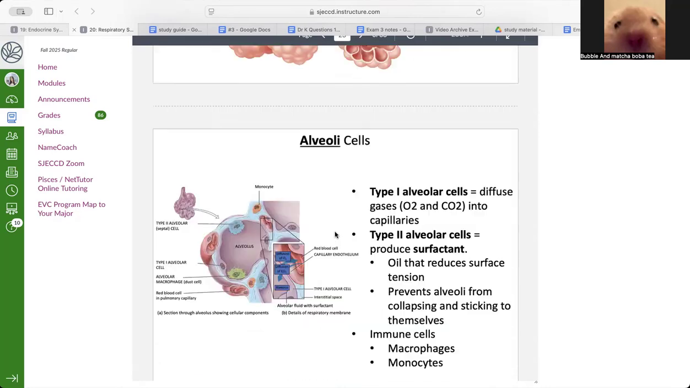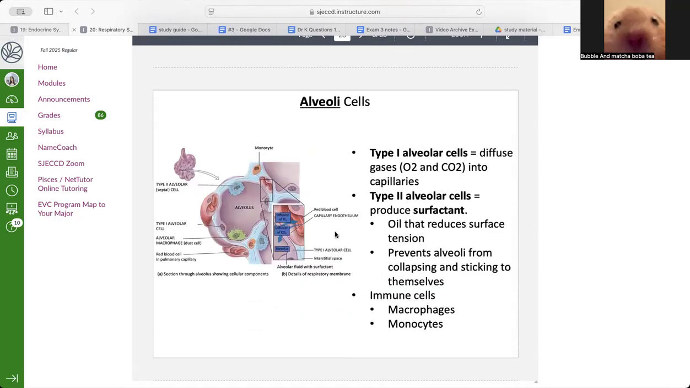So we have two types. Type 1, diffuse gas, breaks up the wall. CO2 in the blood diffuses into the alveolus so you can exhale, and oxygen you breathe in diffuses the other way. And type 2 is to produce the surfactant. Surfactant reduces surface tension by secreting substances that have lipids in them, fluids, phospholipids, and lipoproteins to help reduce the surface tension of fluid. It prevents the alveoli from collapsing and sticking to themselves.